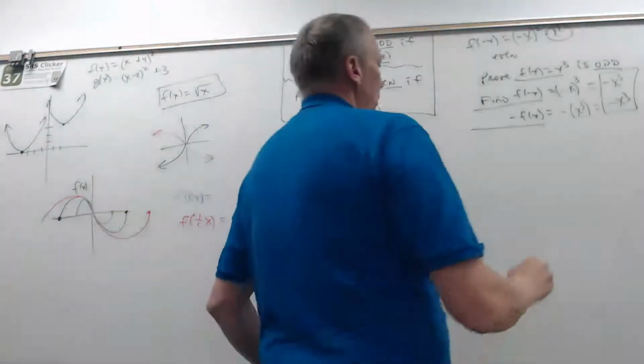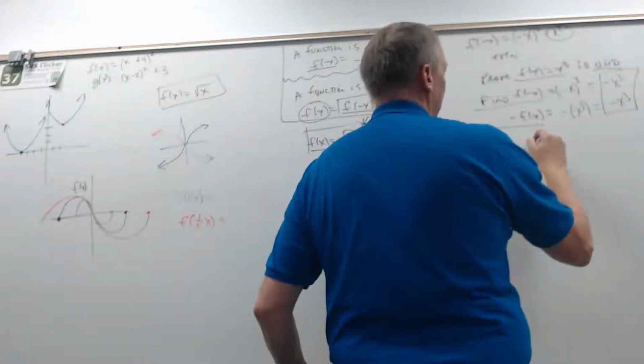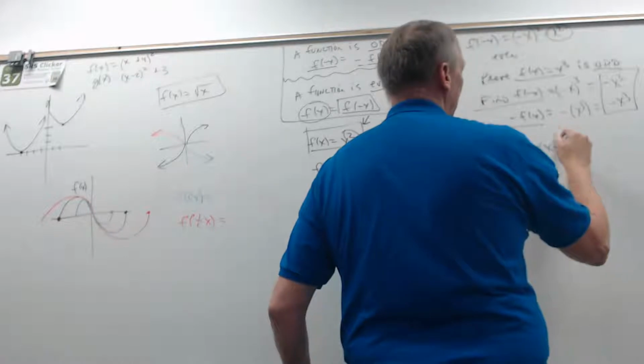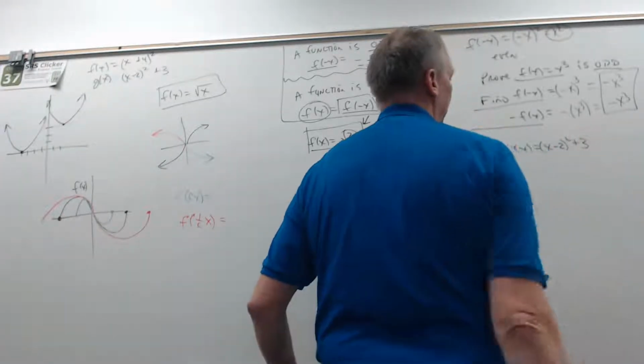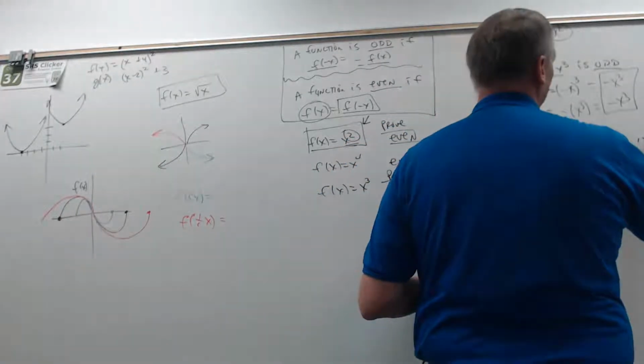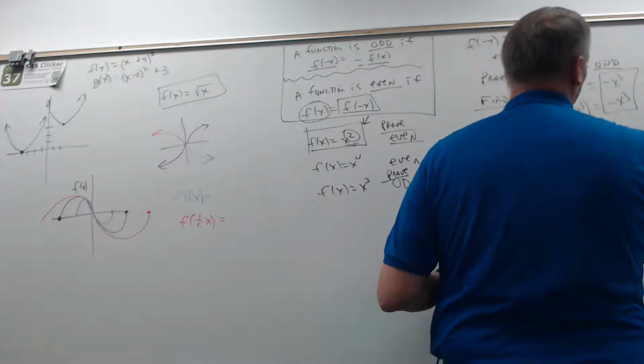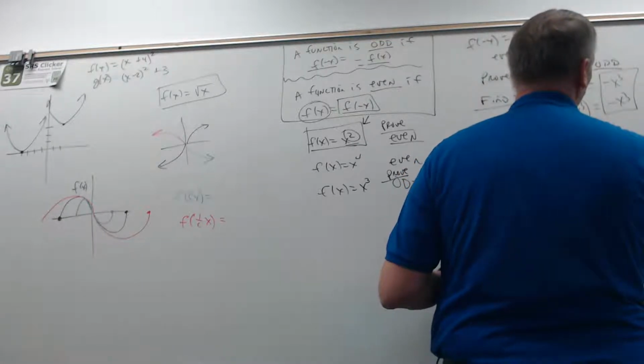Now let's do f of x equals (x minus 2) squared plus 3. Is it odd, even, or neither?